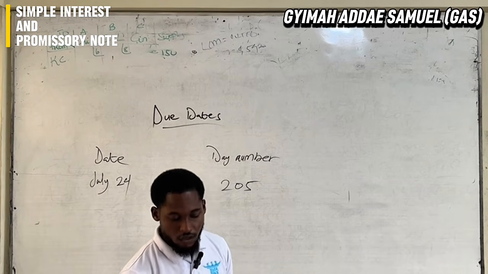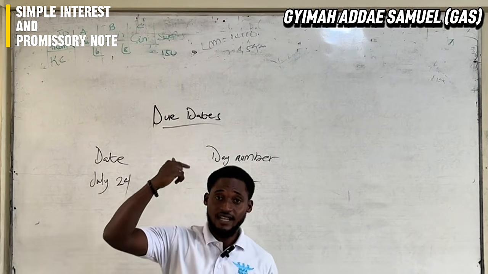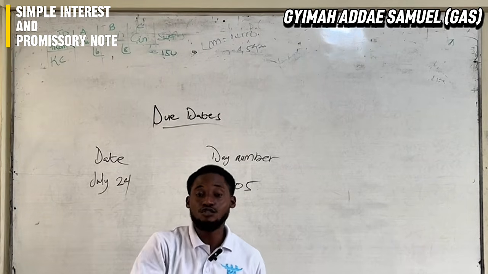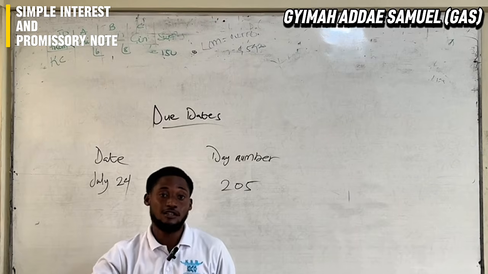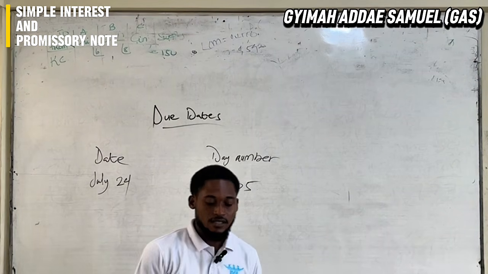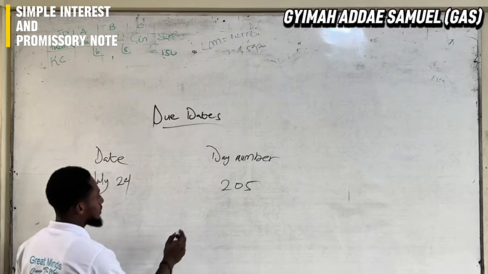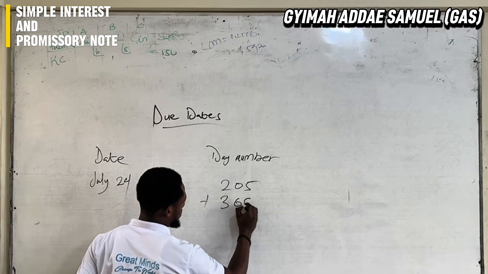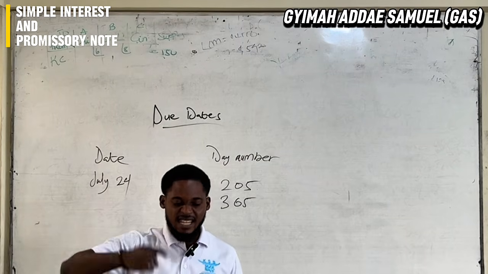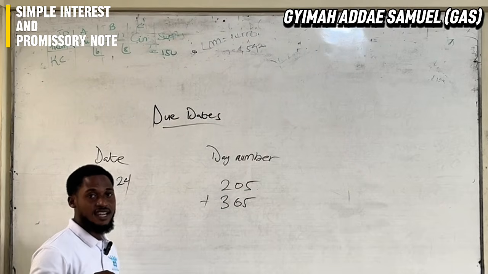As a result of it extending into the following year, because it says September 8th and July 24th, the July 24th has crossed the year that the loan was taken. So in this case, since July 24th is in the next year, you are going to add 365 because it extended into the next year. Please watch me carefully.